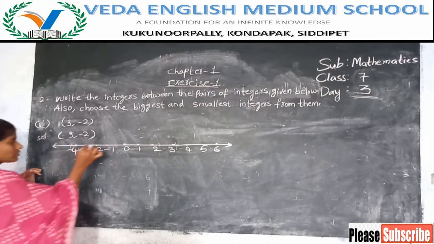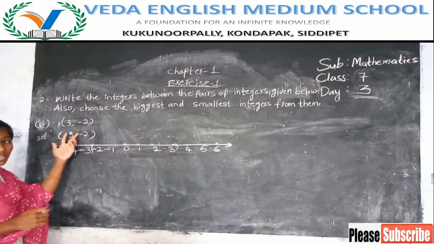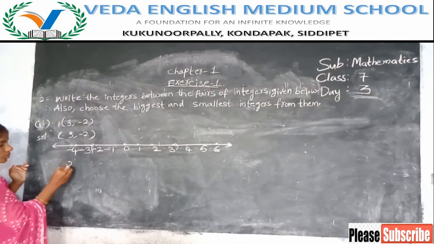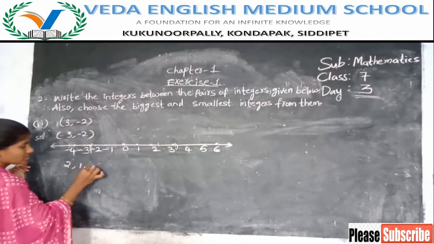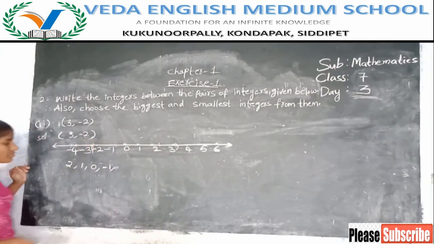What are the integers? From here to here we have to count. So don't write 3, -2 because they are already in the question. Now write from here onwards: 2, 1, 0, -1, up to -1. Enough.